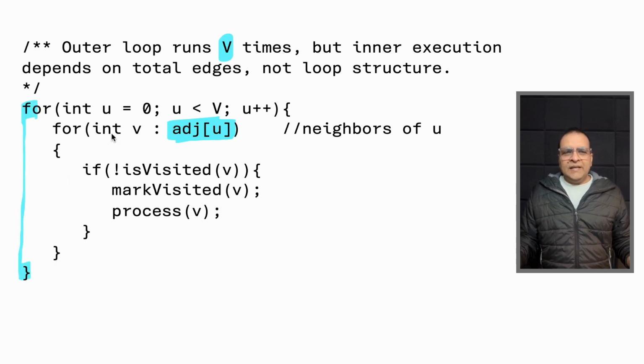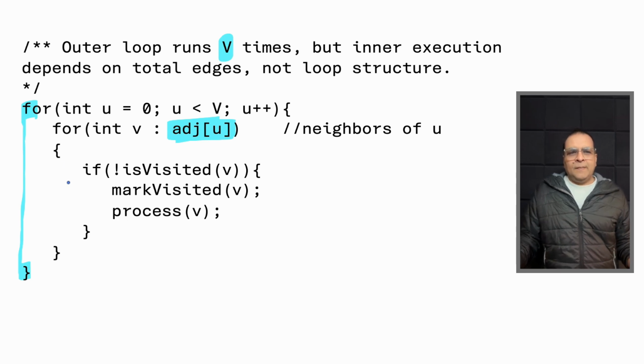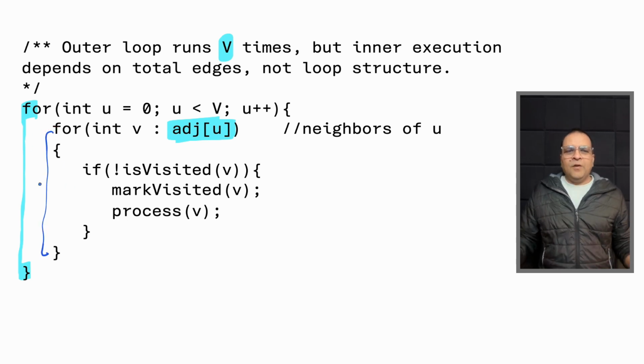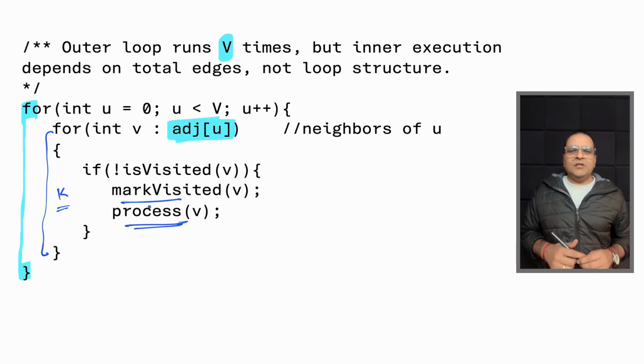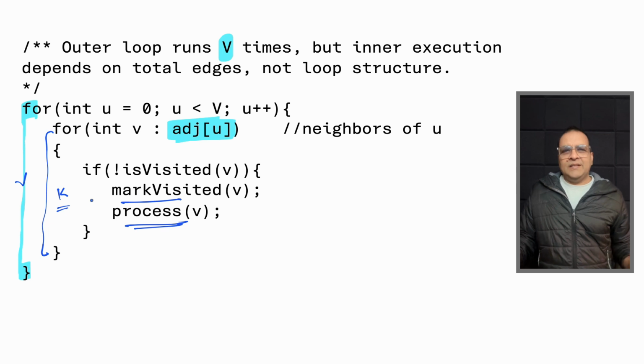The outer loop in this case runs v times, which means that the outer loop is executing for every vertex. And for every vertex u, the inner loop executes k times, where k is the number of adjacent vertices of u. And if that vertex is not visited, then we just mark it visited and process that vertex. So this is a typical piece of logic which is used in many graph algorithms. Now the outer loop executes v times, but how many times is the inner loop getting executed? In the worst case, the inner loop can execute v minus 1 times because every vertex can be adjacent to every other vertex in the graph.